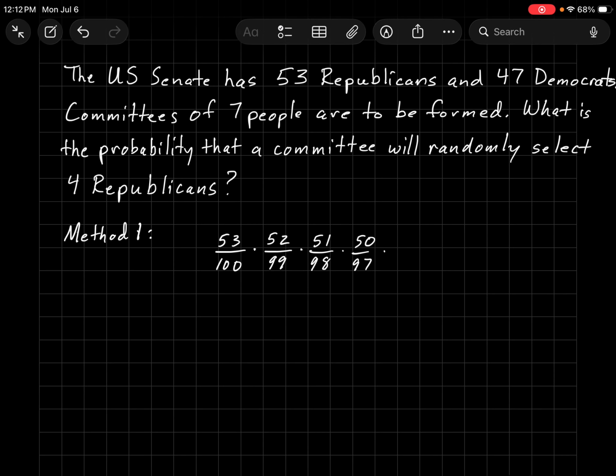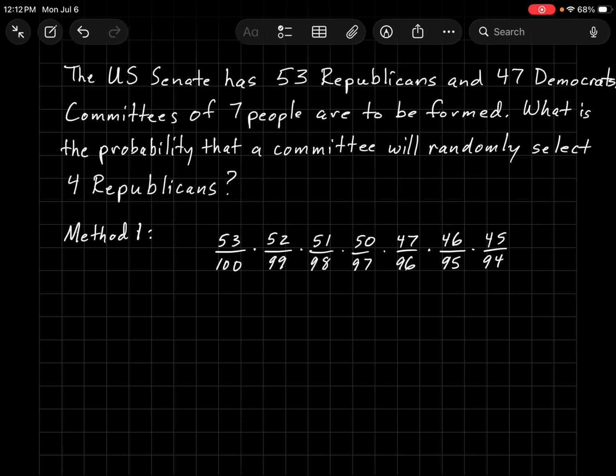Which means the next 3 must be Democrats. So there are 47 Democrats out of 96 senators total left over, meaning the 5th person chosen is a Democrat. And then the 6th person is a Democrat. There are 46 Democrats out of 95 total senators. And finally, the last one, Democrat, will give us 45 out of 94.